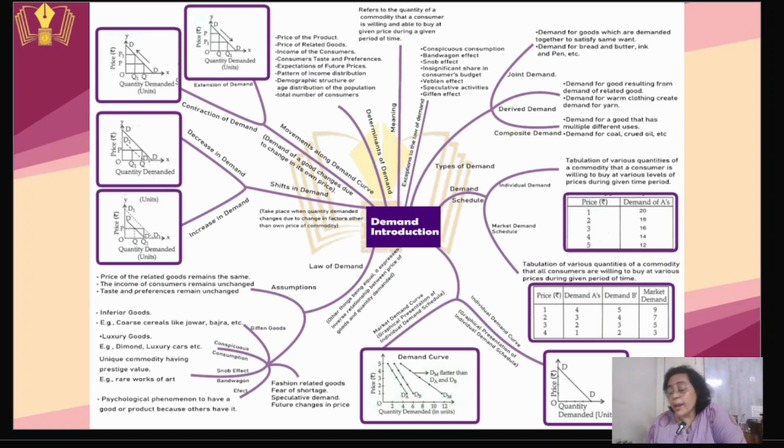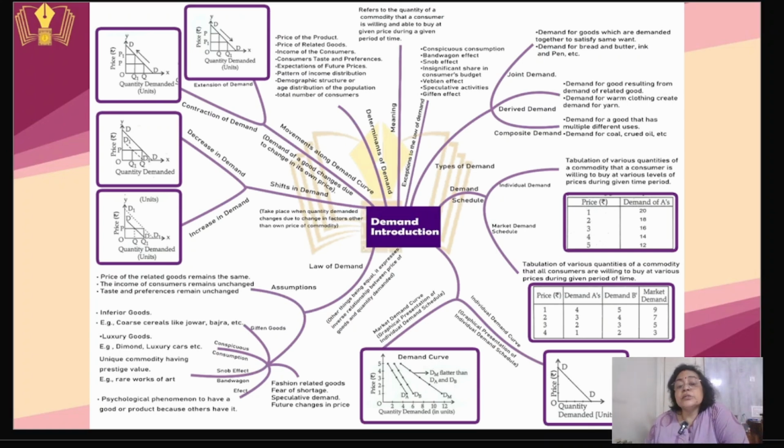Then next comes what? Bandwagon effect. A somewhat similar situation arises with the so-called bandwagon effect. The consumer's demand for a good may be affected by the taste and preferences of the social class to which he belongs. If playing golf is fashionable among successful businessmen, then as the price of a golf ball increases, a businessman may increase his demand for golf balls in order to show that he is a successful businessman.